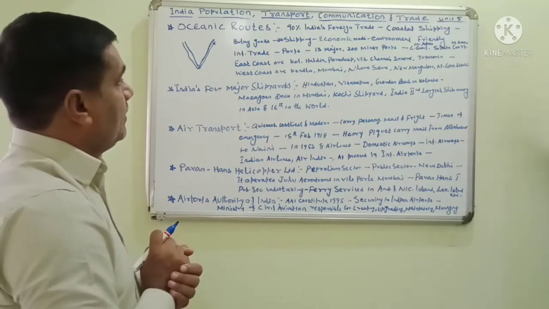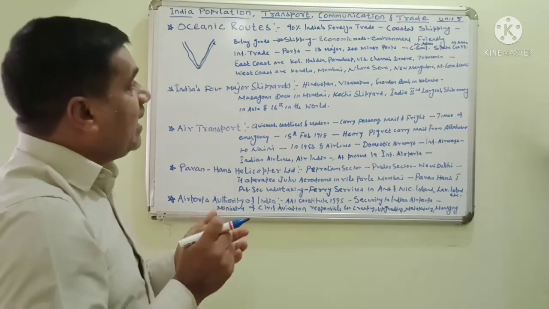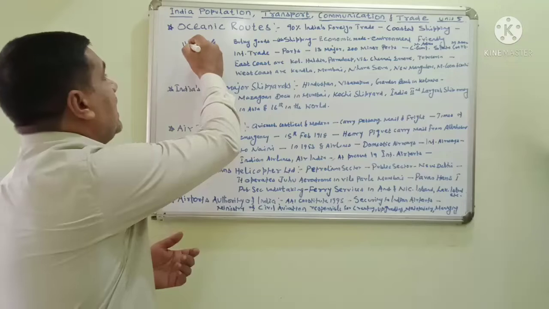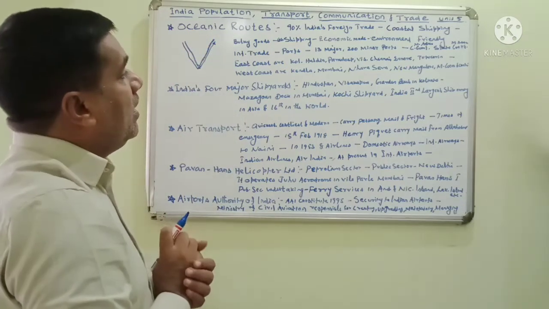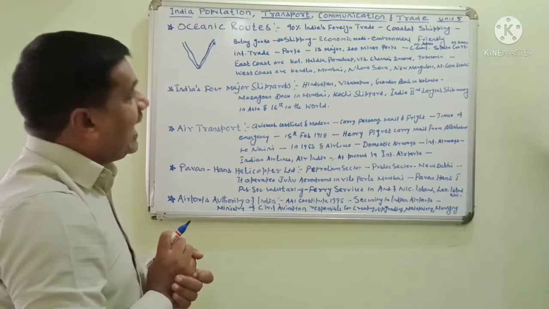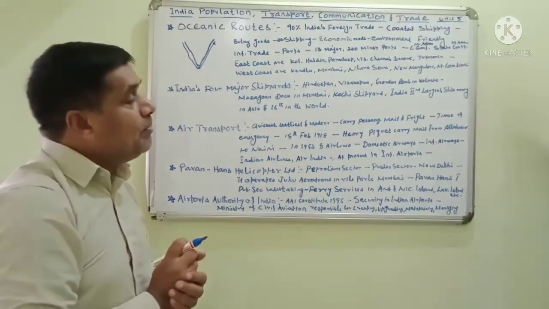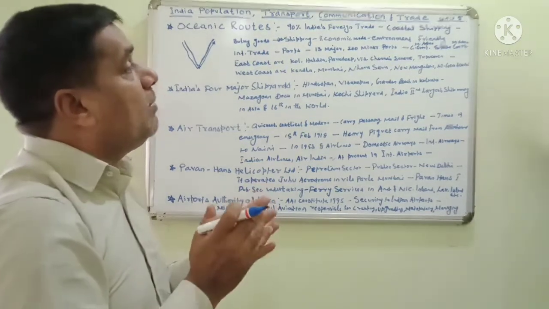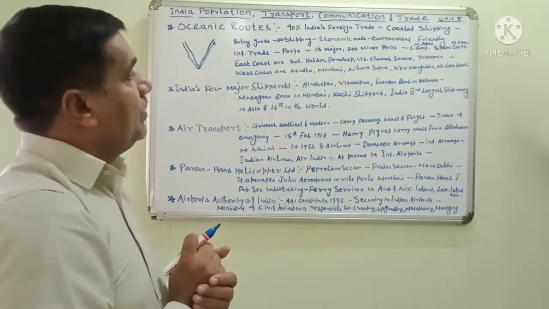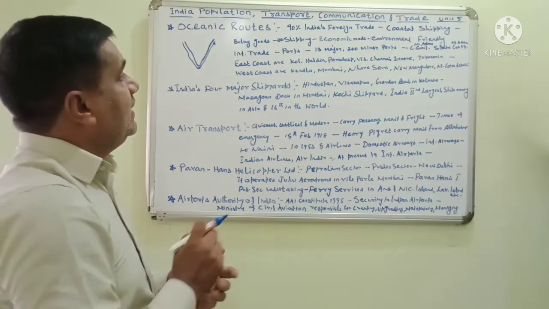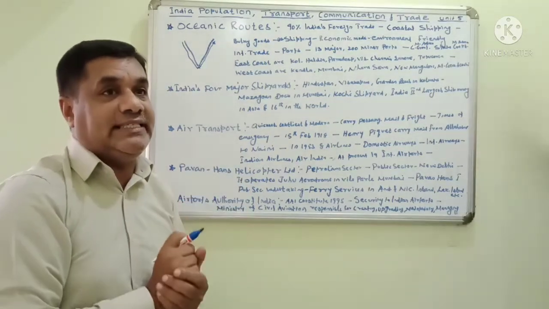Note it. And the western coastal ports are Kandla, Mumbai, Navaseva, New Mangalore, Marmagova and Kochi in Kerala. These are all west coastal areas where ports are located.